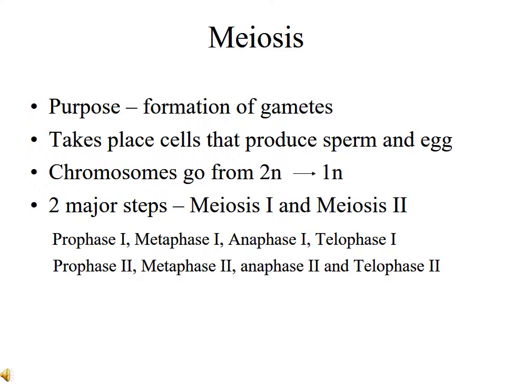Now, the process of meiosis is very similar to mitosis, except that here we have two distinct steps, meiosis 1 and meiosis 2. Fortunately, the terminology and some of the things that take place are very similar. For example, in meiosis 1, we refer to prophase 1, metaphase 1, anaphase 1, and telophase 1. In meiosis 2, we refer to the steps involved here as prophase 2, metaphase 2, anaphase 2, and telophase 2.